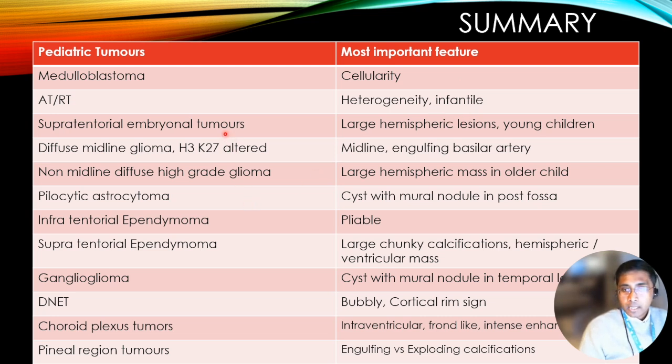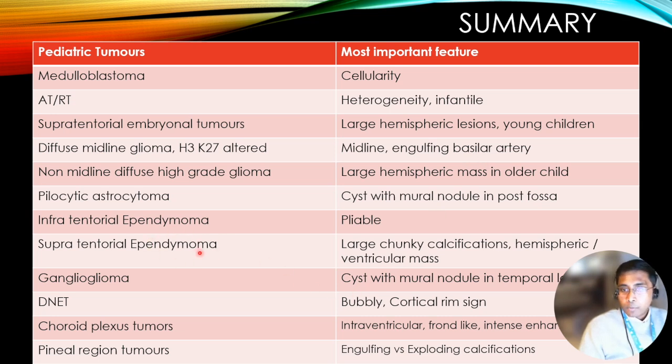Among the supratentorial tumors, if it is an embryonal tumor, it tends to be very large and hemispheric, and it's usually in a younger child. Whereas if it's in an older child, we would think of a non-midline diffuse high-grade glioma. The age group is what basically differentiates between the two. If it is a pilocytic astrocytoma, we would think of a cyst with a mural nodule configuration in the posterior fossa. A diffuse midline glioma is very characteristic. It happens in the midline, though not always in the pons.